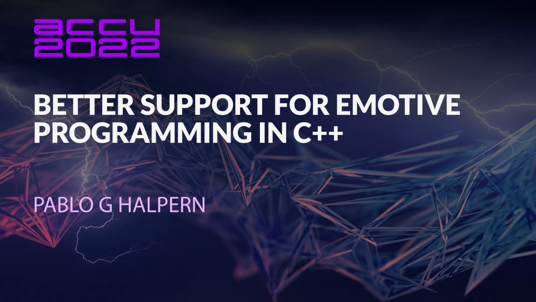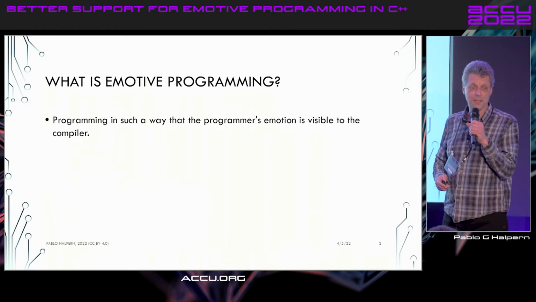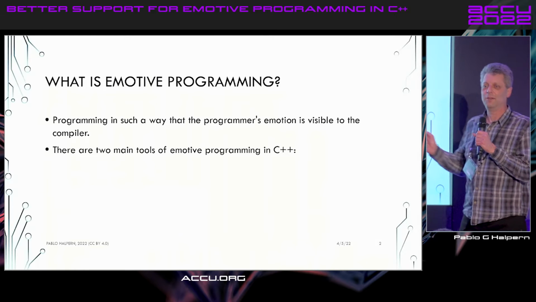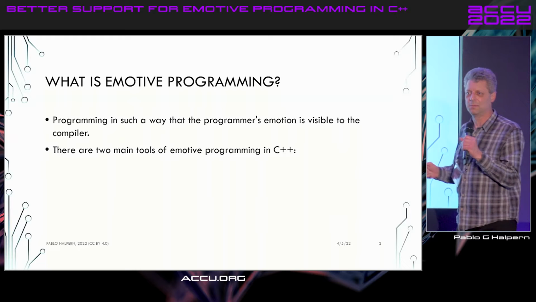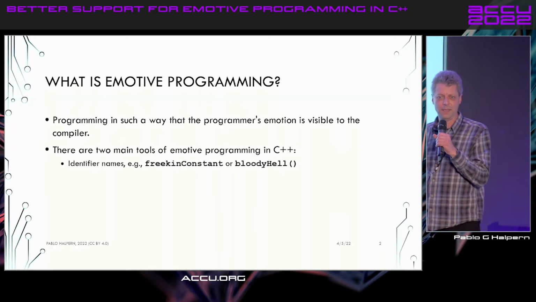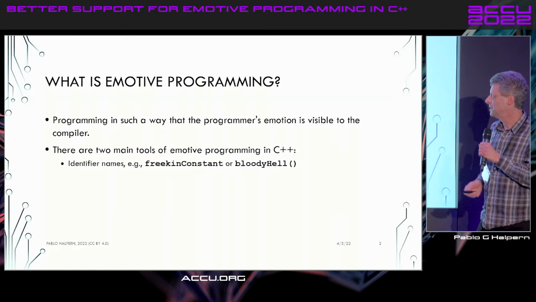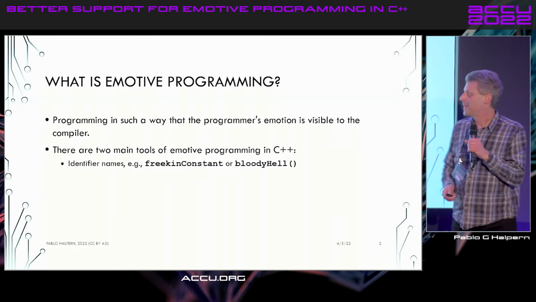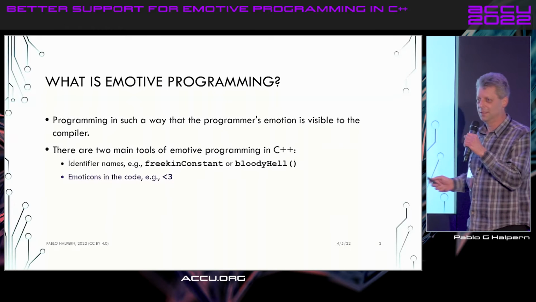So, what is emotive programming? Well, it is programming in such a way that the compiler knows exactly what you are feeling. Okay, so now we have two main ways of doing emotive programming in C++. Other languages have more, but one of them is just having identifier names to tell you what you're feeling. Things like frickin' constant or bloody hell. But the other way is by putting emoticons into your code.